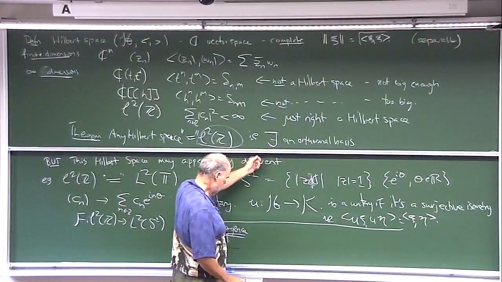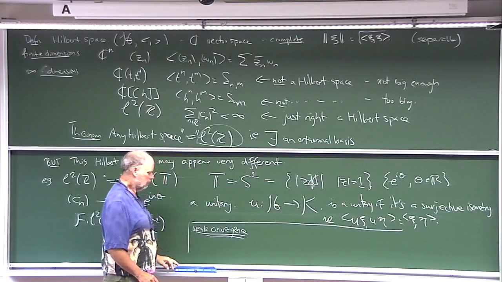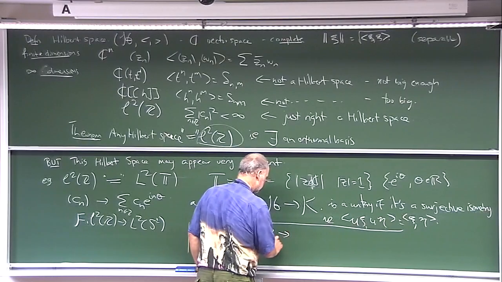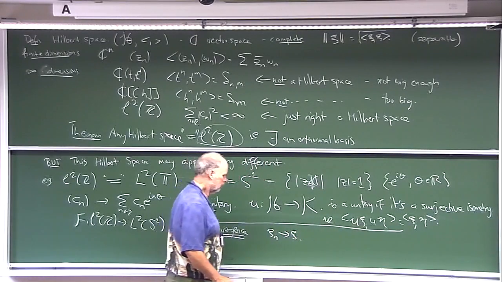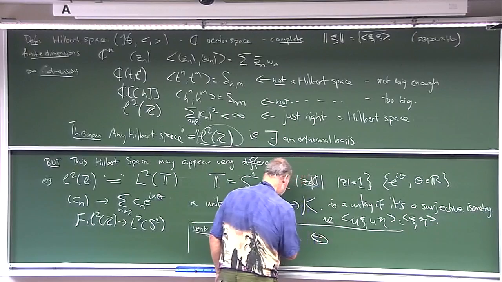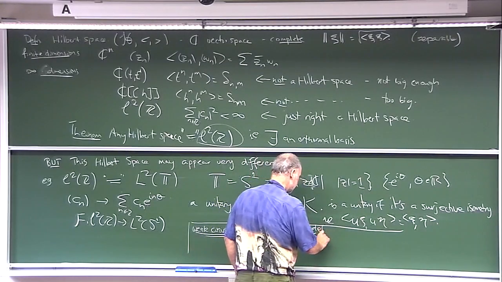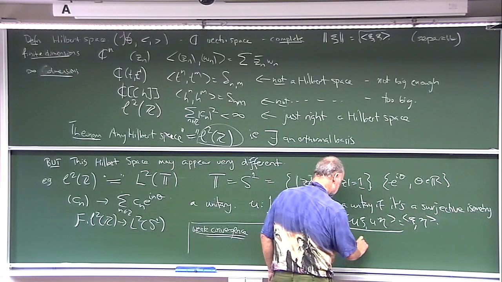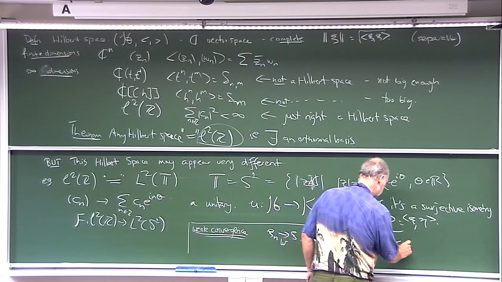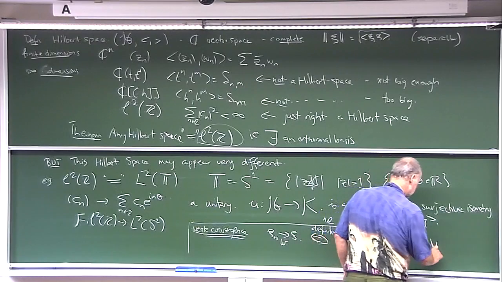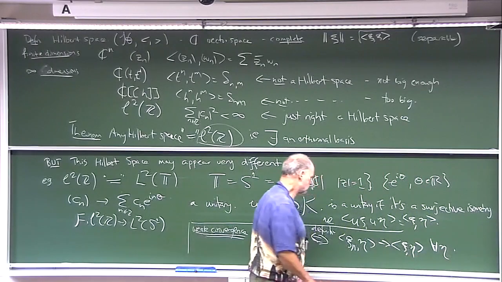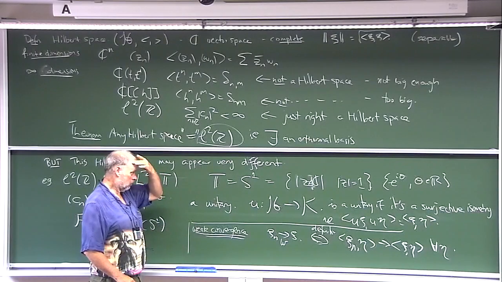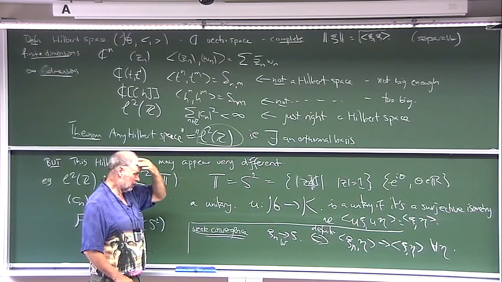However, there's another important notion which we will see is quite significant. We say a sequence of vectors psi_n tends to another vector psi weakly if and only if the inner product of psi_n with eta tends to the inner product of psi with eta, for every eta. This is the definition of weak convergence. So this is a much weaker notion of convergence.